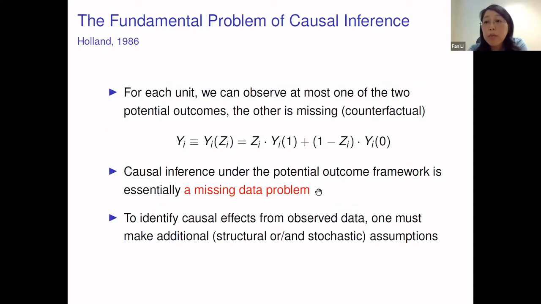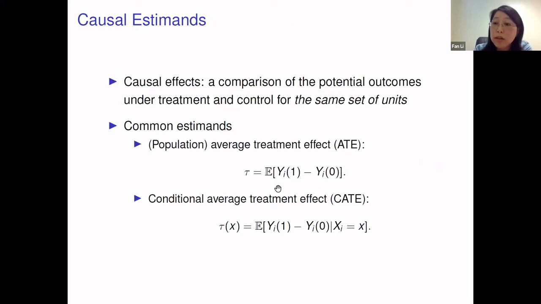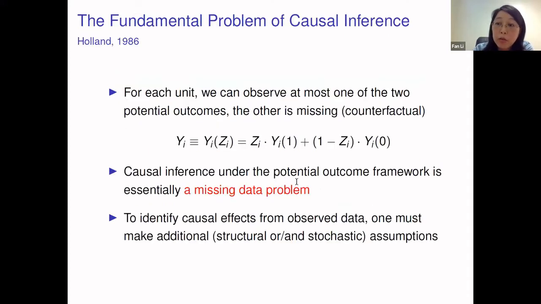As everyone probably knows, the fundamental problem of causal inference for this framework is that, while it's nice that causal estimands are defined as a contrast of 2 potential outcomes for the same person, in reality, for each unit, you observe at most 1 of the 2 potential outcomes. So at least half of the data is basically missing. That's why causal inference under this framework is essentially a missing data problem. You're structurally missing at least 50% of your data.